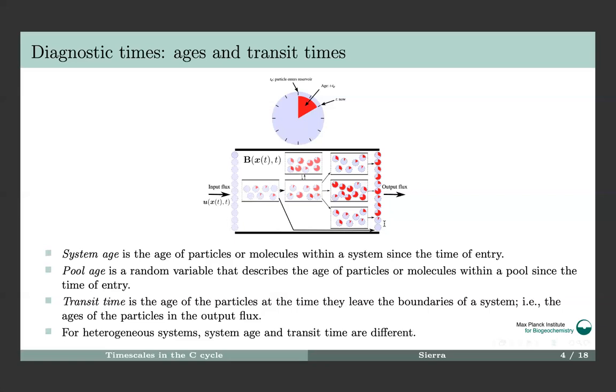It turns out that for complex heterogeneous systems, the age and the transit time are very different. But for very simple systems that only have one single aggregated pool, the system age and the transit time are the same. But since we are dealing here with ecosystems that have multiple pools and multiple transfers and connections among them, we need to assume that the system age and the transit time are different.